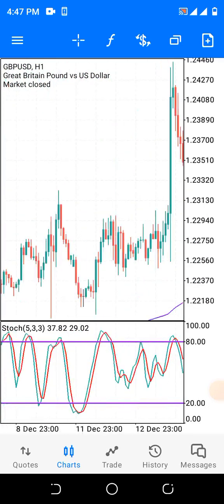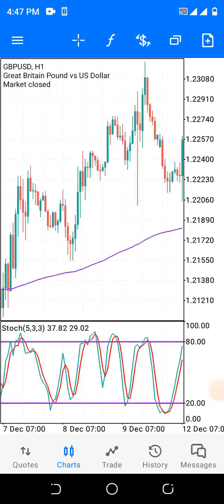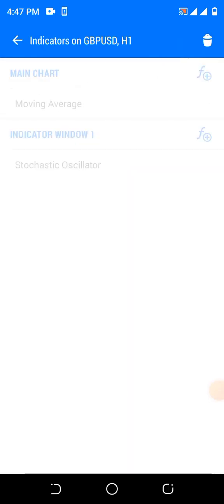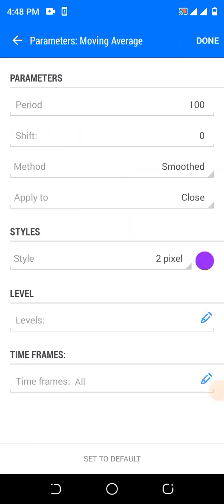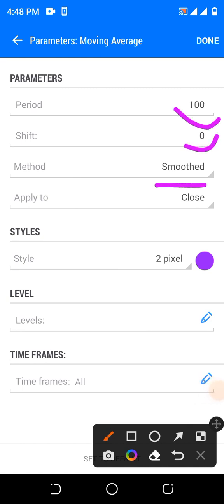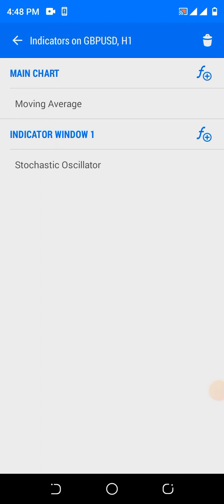Screenshot it or write it down. Do you understand? So, these are the settings. Moving average period is 100. Shift is 0. Method applies to close. Do you understand? So that is for moving average.